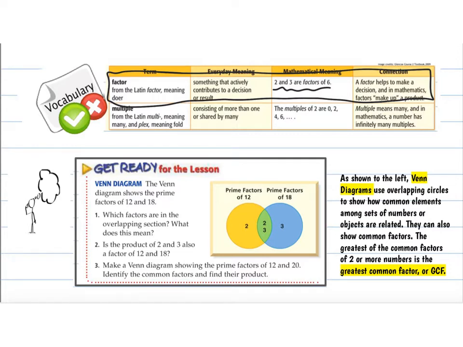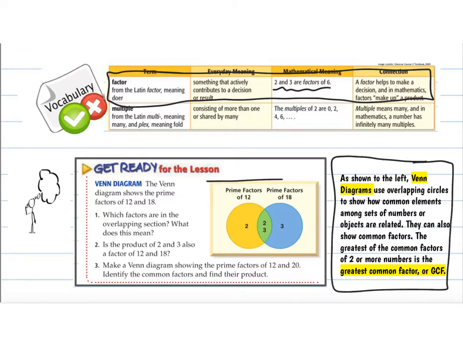But here, this Venn diagram here. So I would write down what's here and then also write down this picture of the Venn diagram. So what they did, they took the prime factors of 12 and the prime factors of 18 and they found where it's overlapping. So as shown to the left, Venn diagrams are overlapping circles to show how common elements among sets of numbers or objects are related. They can also show common factors.